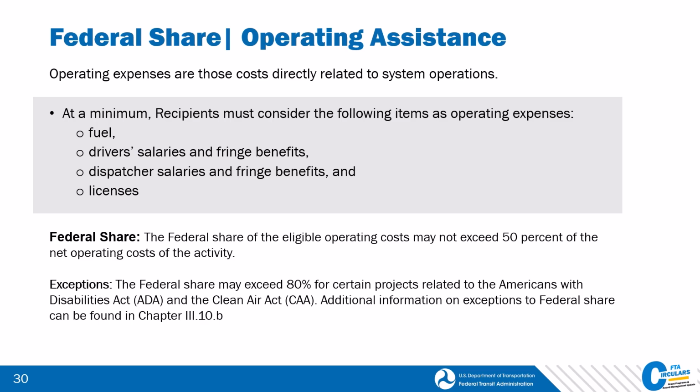Operating expenses are those costs directly related to system operations. At a minimum, the following items must be considered operating expenses: fuel, driver salaries and fringe benefits, dispatcher salaries and fringe benefits, and licenses. The federal share of eligible operating costs may not exceed 50% of the net operating cost of the activity. Exceptions include certain projects related to the ADA and CAA. Additional information on exceptions can be found in Chapter 3, Section 10B.